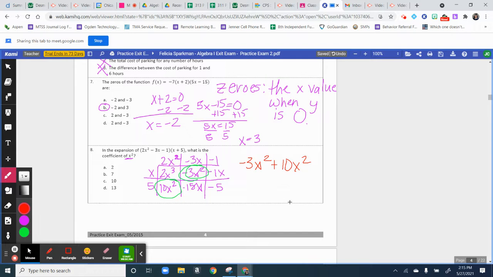-3x squared plus 10x squared. Nope, because 10 is positive. Would that be 13? No, 7. Yep, it'd be 7x squared. No, because we're just adding. So we're just adding those coefficients. Okay, so again, we don't need the other terms because they're only interested in the x squared coefficient for this one, for the final answer.